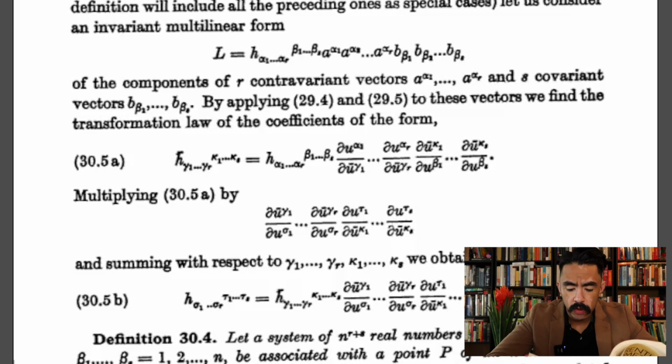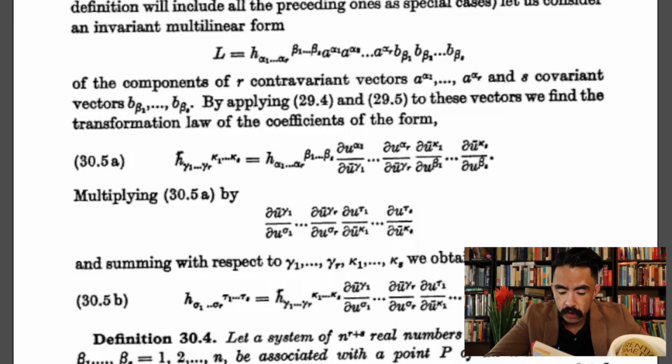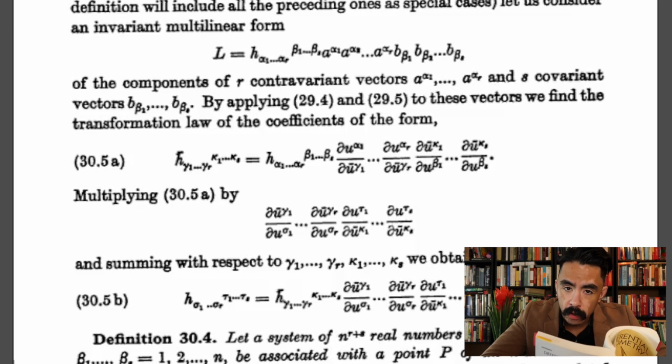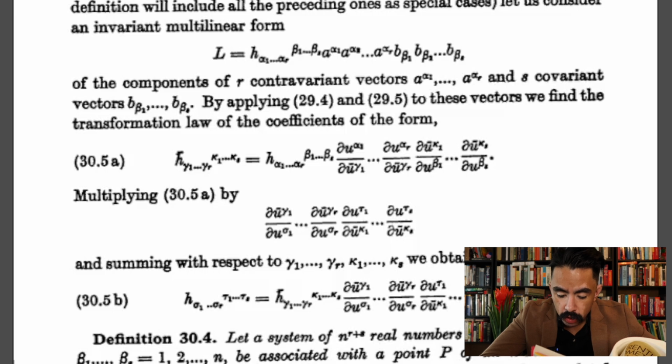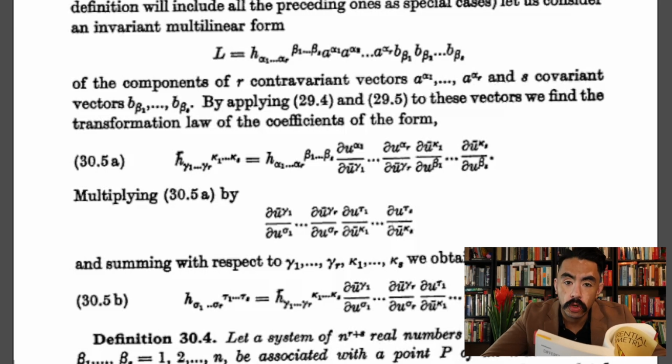So by applying the previously given allowable transformations as per the coordinate systems to these vectors, we find the transformation law of the coefficients of the form h overbar with a subscript gamma 1 through gamma r, as well as a superscript kappa 1 through kappa s, which is equal to h with a subscript alpha 1 through alpha r, as well as a superscript beta 1 through beta s, times partial u alpha 1 partial u overbar gamma 1, etc., times partial u alpha r partial u overbar gamma r, times partial u overbar kappa 1 partial u beta 1, etc., times partial u overbar kappa s partial u beta s.